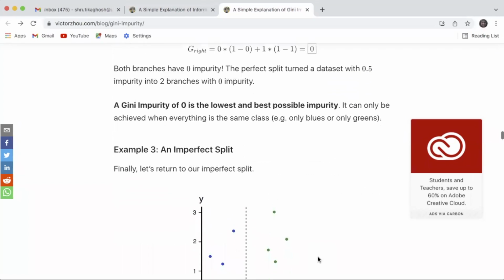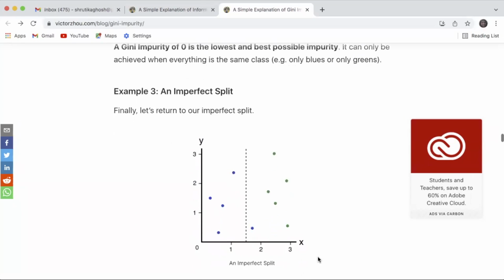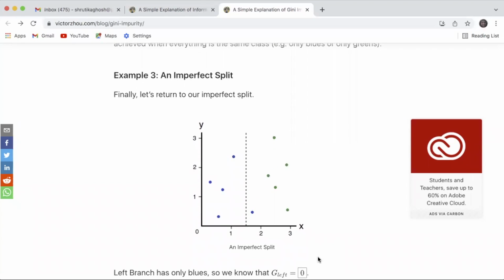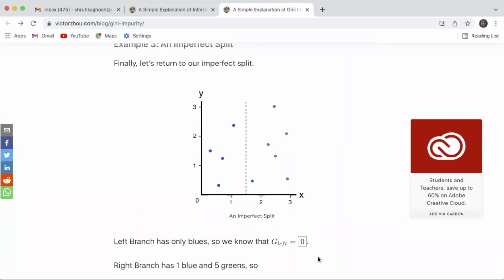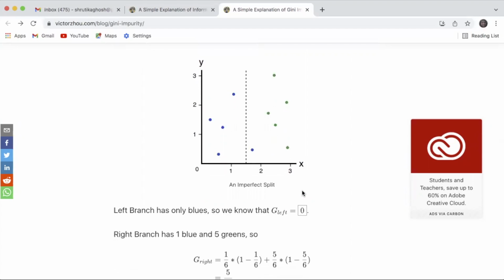Now let us consider an imperfect split, where x is equal to 1.5. This is the condition we have applied, and now we want to calculate the Gini impurity of both the child data sets, one on the left and one on the right. Again, we have applied the formula.